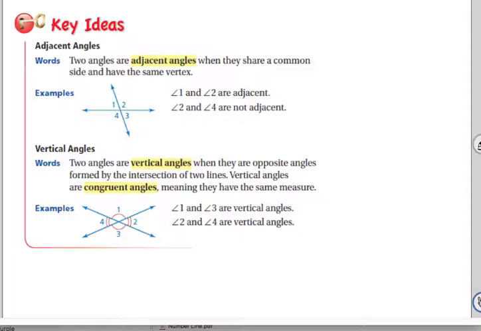Adjacent. Adjacent angles are two angles that share a common side and have the same vertex. Common side, same vertex. Adjacent angles. That would be a simple, quick definition. Adjacent angles, common side, same vertex. We also call that common side a ray, okay? A common ray or a common side. This needs to be on paper.